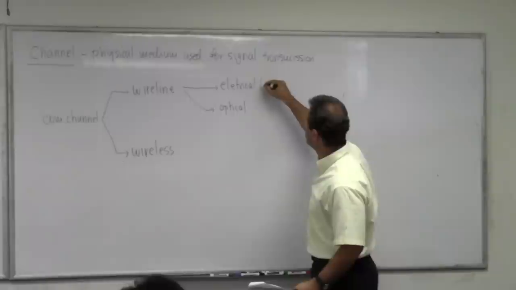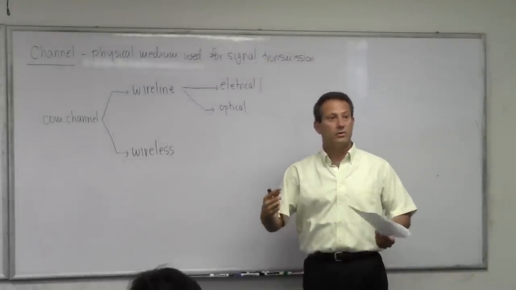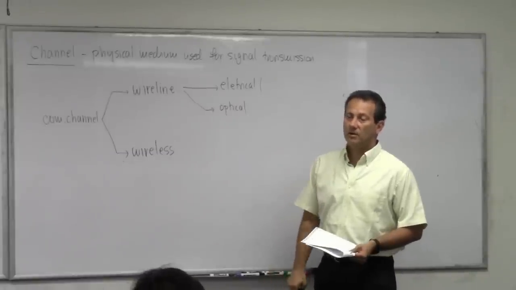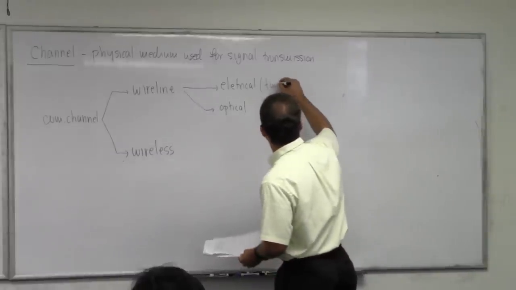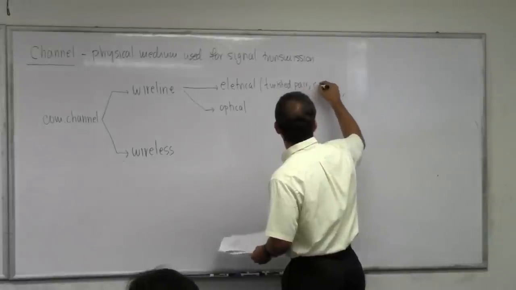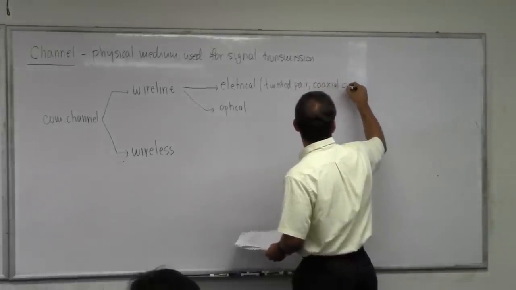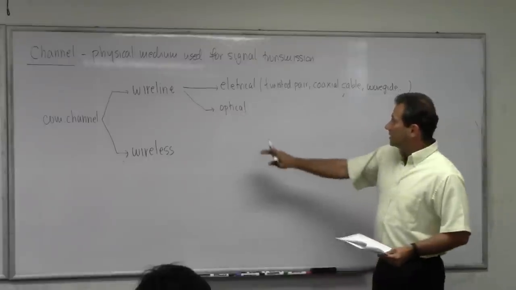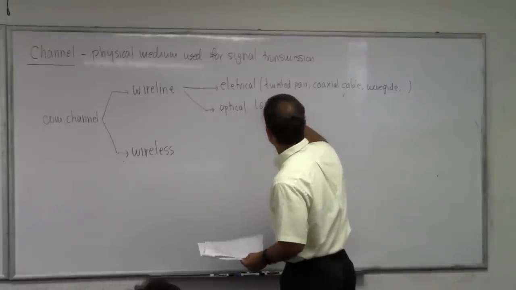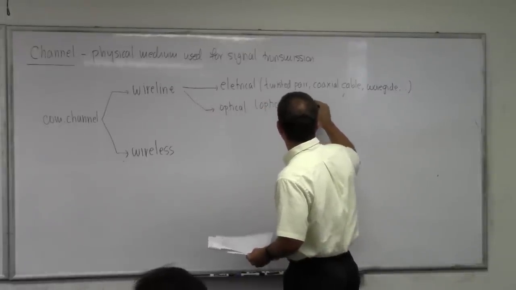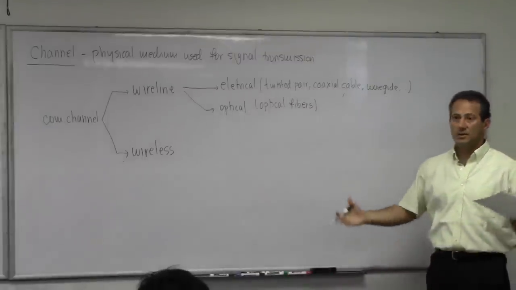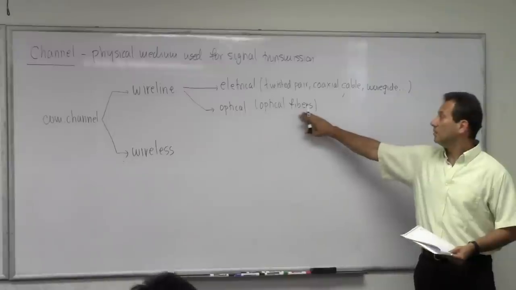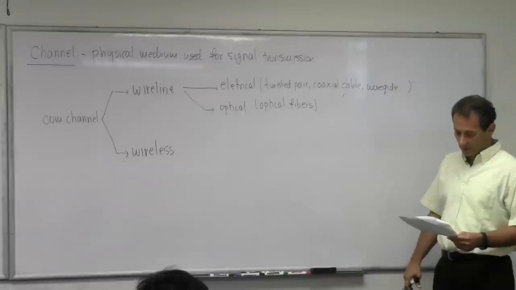What are typical examples of an electrical wireline channel? There's something called twisted pair. Do you know what twisted pair is? Those two cables, the blue and white one, that are in every landline telephone. So, for example, twisted pair, coaxial cable, waveguide, and so on, right? As far as optical wireline channel, these are your optical fibers. Those are the main channels running most of our large-scale communication networks: the entire internet, landline telephony, voice and data all run over optical fiber communication channels.